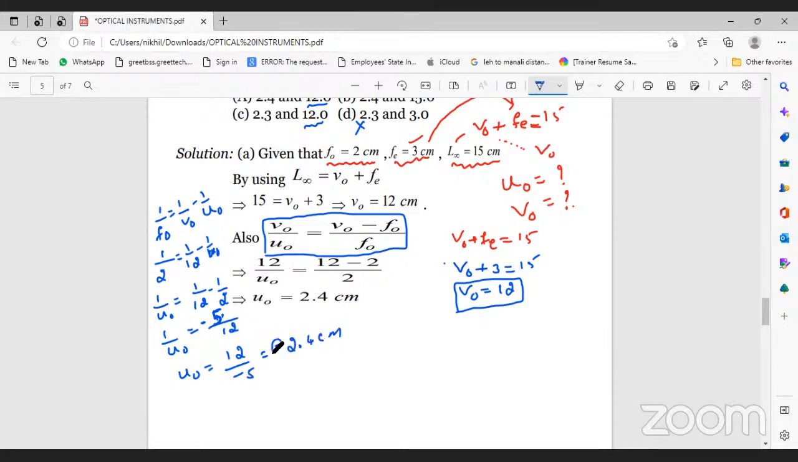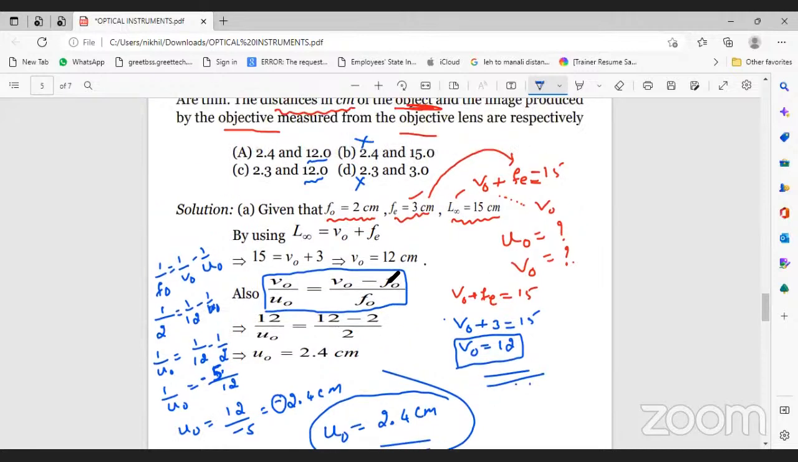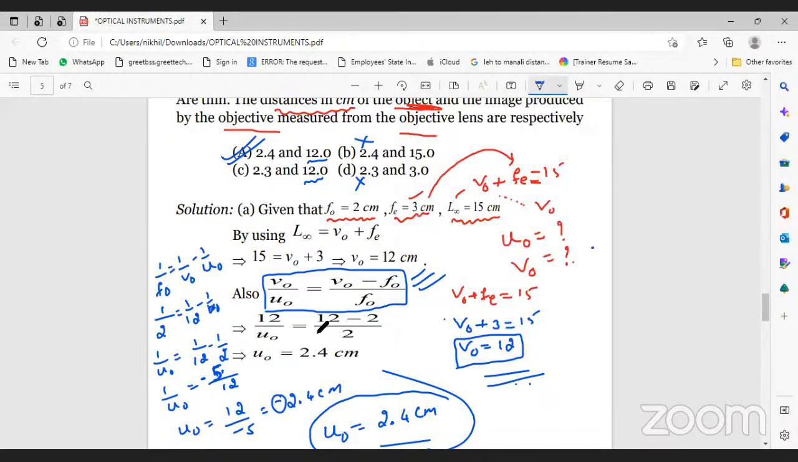So this negative sign just tells that the object is measured opposite to the incident ray. So object distance U naught should be equal to how much? 2.4 centimeter. So object distance U naught is 2.4. Image distance is 12. So which is the right option? Option A. If you don't remember this formula, then only you go with the general formula, right? Yes, sir. If you remember the formulas, you can use them directly and simplify.